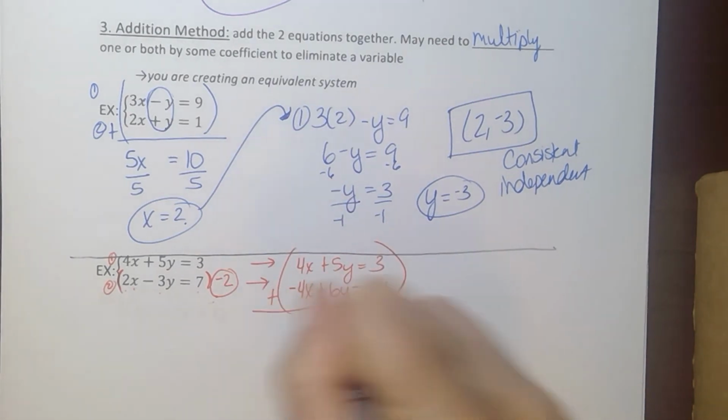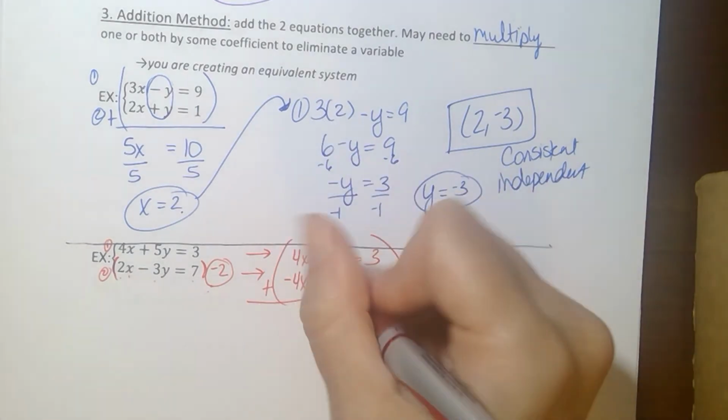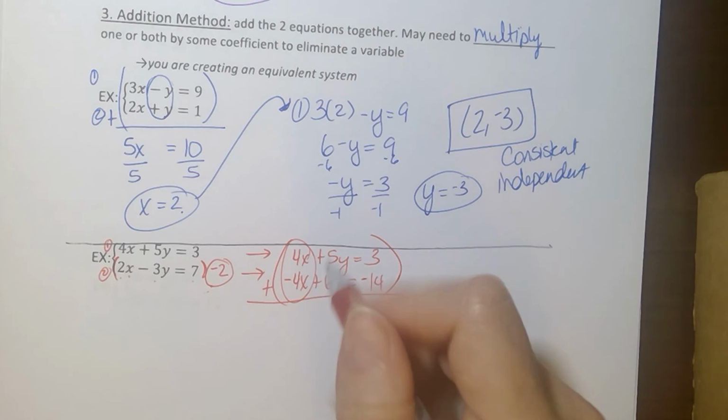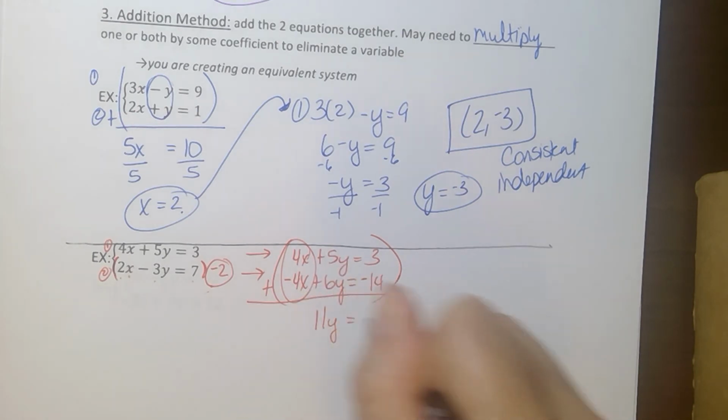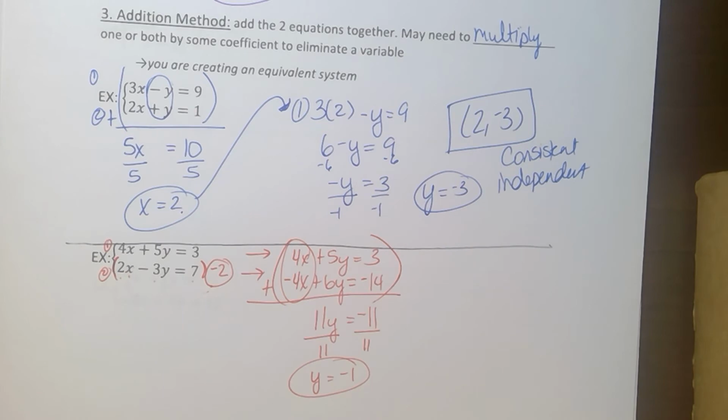Now I add those equations together. I created an equivalent system by using a multiple of the second equation. 4 and negative 4 add to 0, so I end up with just 11y is equal to a negative 11. When I divide by that coefficient on y, I get that y is equal to negative 1.